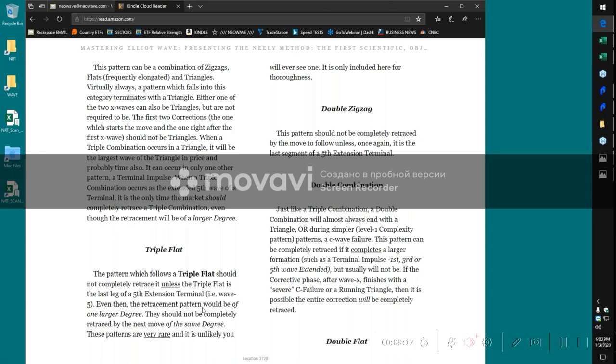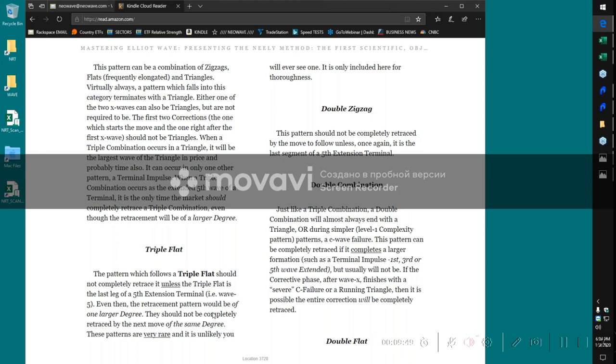Even then, the retracement would be of one larger degree. They should not be completely retraced by the next move of the same degree. So if you have a triple flat and it's completely retraced, it's implying that it's finishing something even larger, like the 5th wave of a terminal. If you get a triple flat and it's not completely retraced, then it should be considered not the end of something bigger, but just part of an ongoing pattern. So it might be wave 3 of an ongoing 5-wave move, or it might be wave B of an ongoing flat.